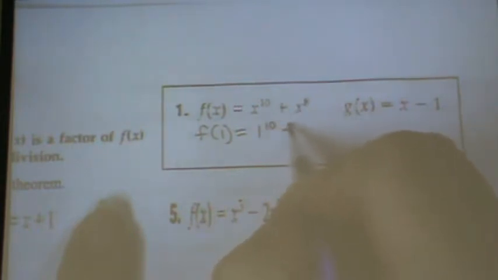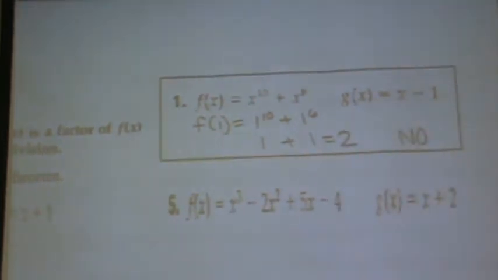If x is 1, you're going to plug 1 into f of x. So you're going to do f of 1, and so 1 to the 10th power plus 1 to the 6th power, 1 plus 1 is 2. That would be the remainder. Since you did not get a 0, no, this is not a factor.